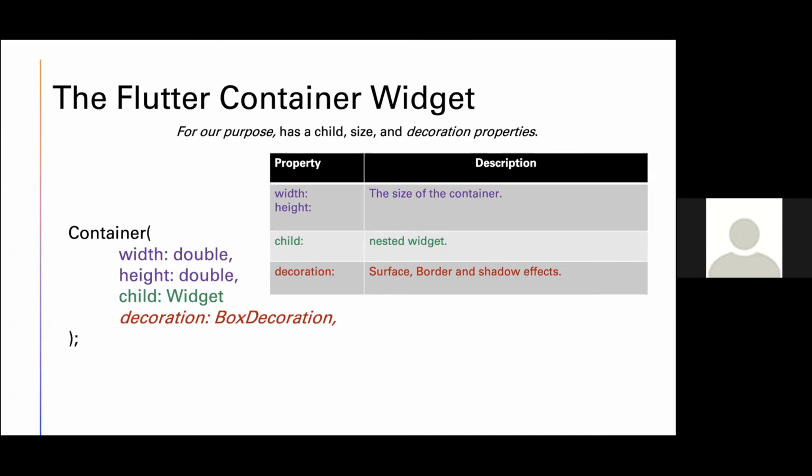The Flutter container widget is comprised of just some properties that you enter into it. There's the height and the width, which you would expect, so it's the size of the container. You enter a child widget, which is just a widget that you can nest inside. For example, you can put in an icon, an image, or any other widget that you wish. And the decoration property deals specifically with the neomorphic effects that we're looking for to replicate this specific UI. It deals with surfaces, borders, and shadow effects.